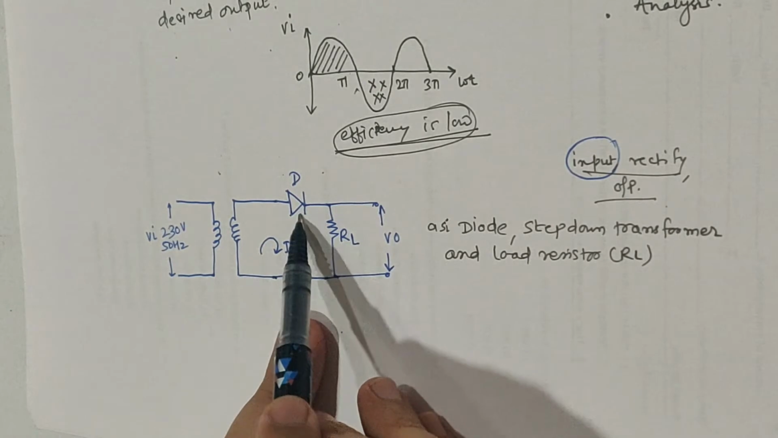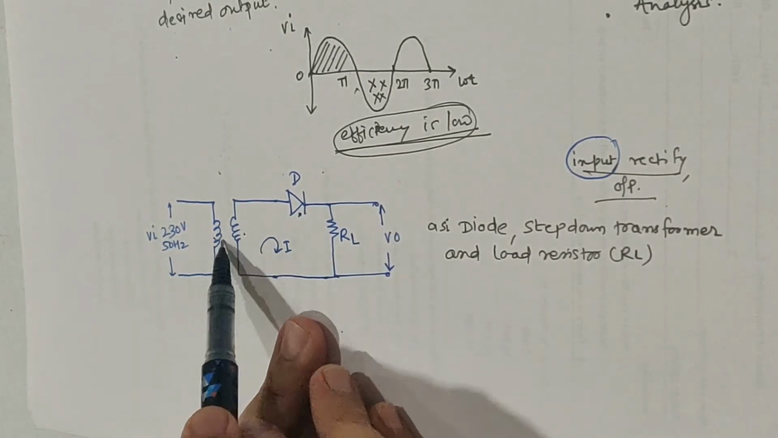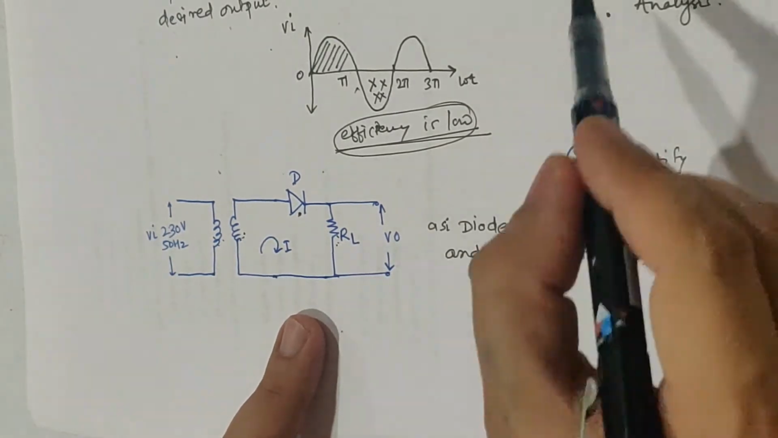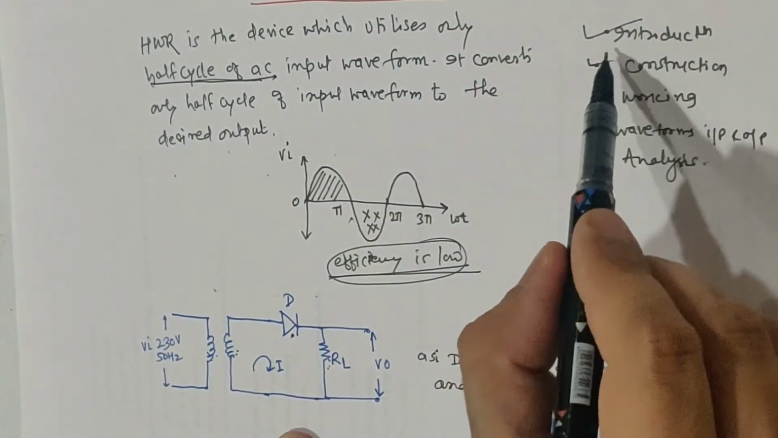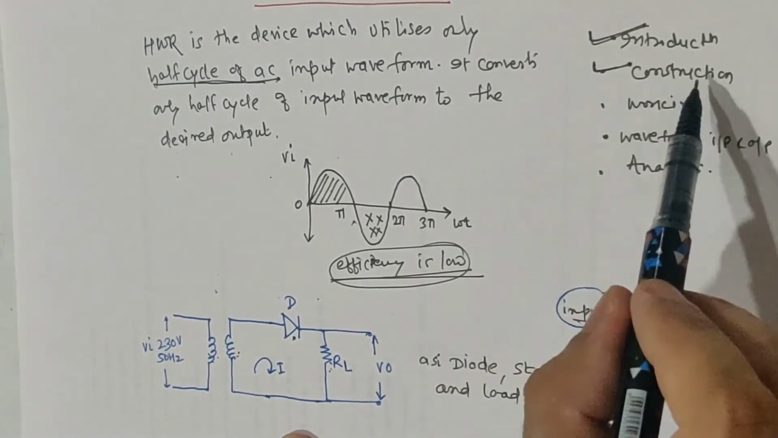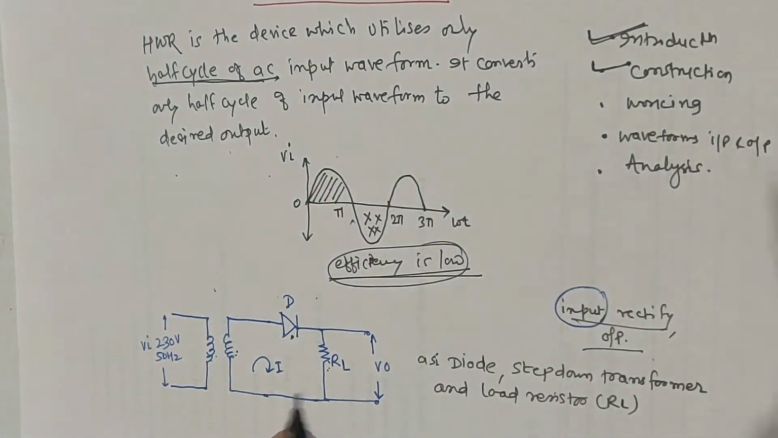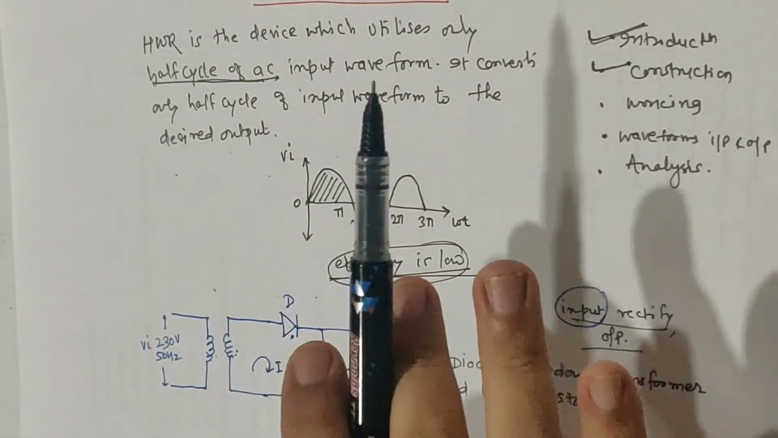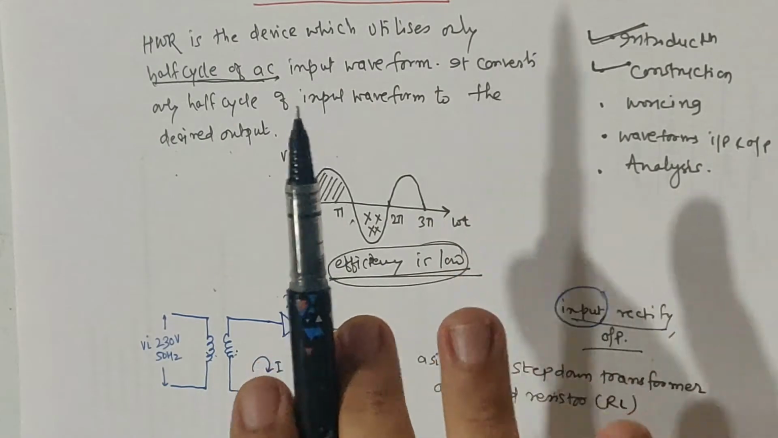So it consists of a silicon diode, a step down transformer, and a load resistance RL across which the output is taken. Out of the protocol we have finished two things. Introduction is finished, construction is finished. In the introductory part we have written that it utilizes only the half cycle of the input waveform, the remaining half is not utilized, and that's why its efficiency is going to be low.